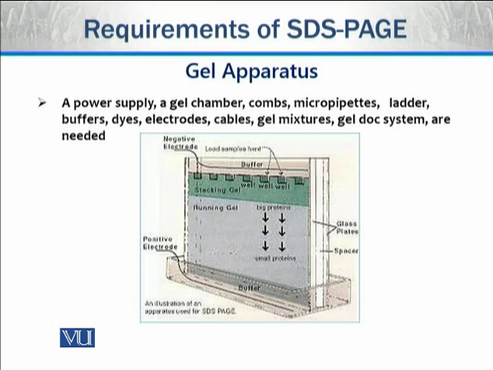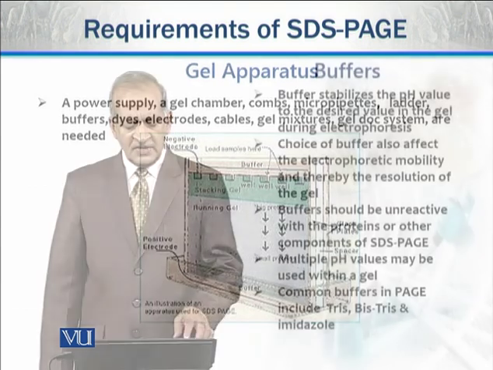We use buffers which maintain normal pH. We have dyes with the help of which proteins or other molecules are stained in the gel. Similarly, there are electrodes and cables which are used to connect power supply with the gel, and in this way it is possible to carry out electrophoresis. A gel dock system is also required if we want to characterize the separated proteins into different components.